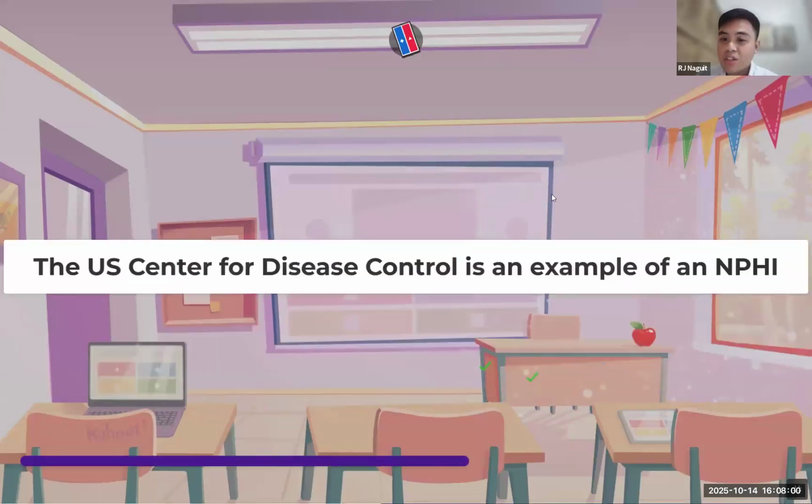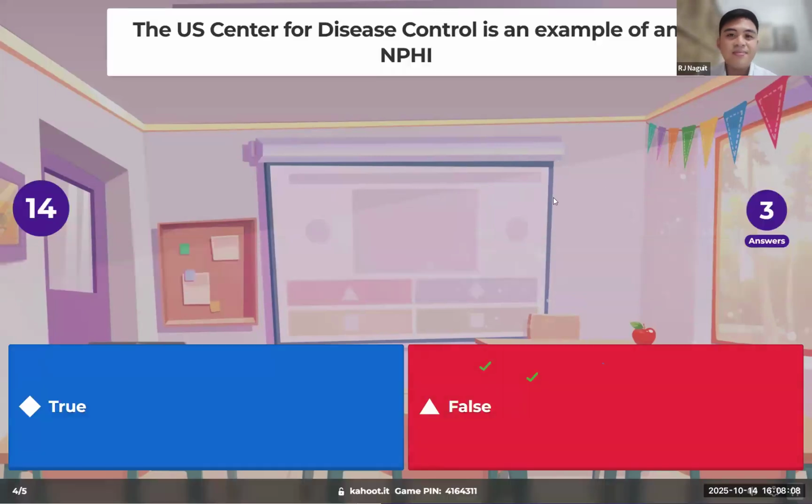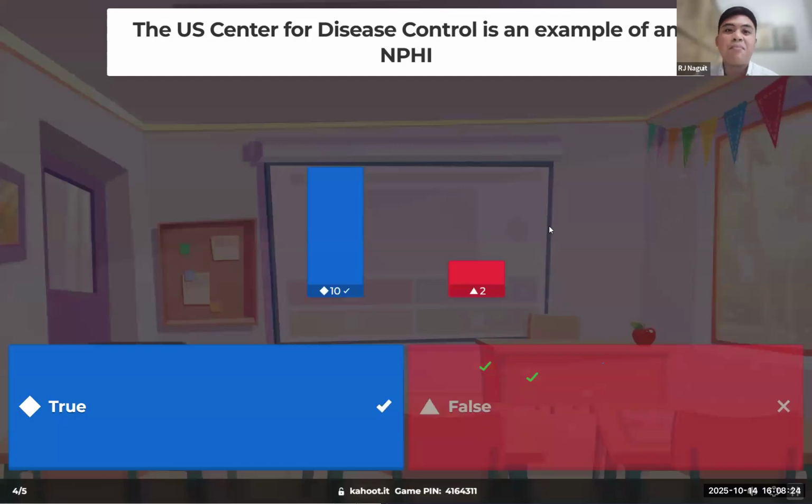The US Center for Disease Control is an example of an NPHI. True or false? There's a 50% chance to get the correct answer. Second, correct answer is yes. It's an example of an NPHI. So later on, aside from the US CDC, we'll be hearing some more organizations that are NPHI later at the Q&A session.